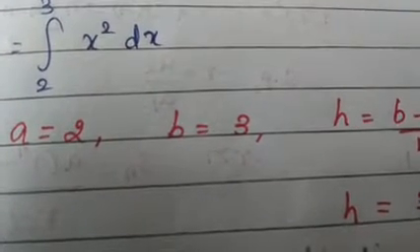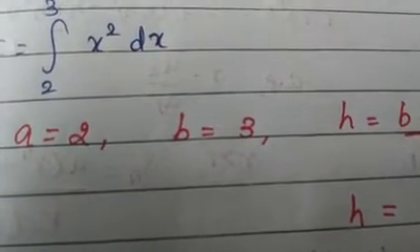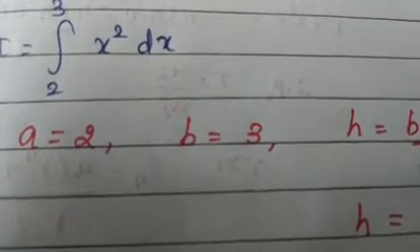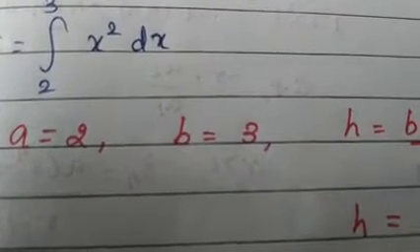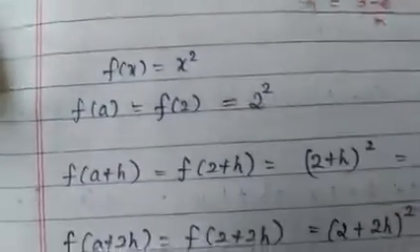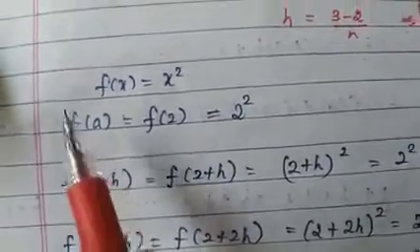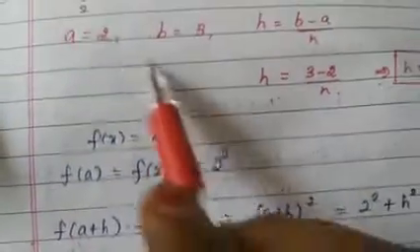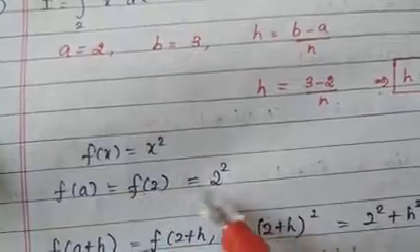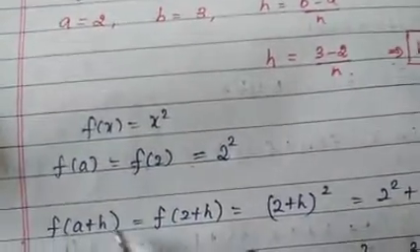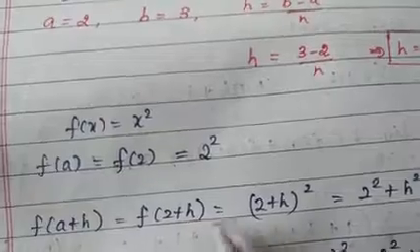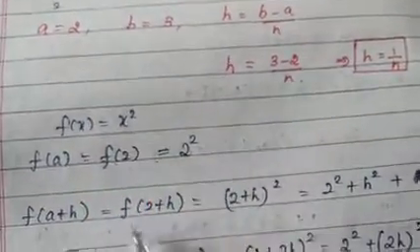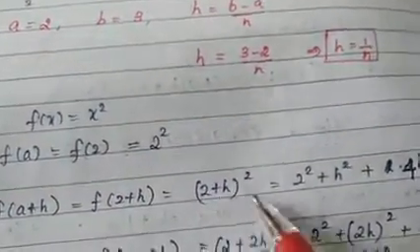The next step is substituting, finding out the value of f of a plus h, f of a plus 2h, up to f of a plus n minus 1 into h. That's what we are going to do here. f of a, a value is what? 2. Therefore, f of 2, that is 2 squared. Then f of a plus h, a value is 2. Therefore, f of 2 plus h. Here, f of x is x squared. Therefore, f of 2 plus h is 2 plus h the whole squared.